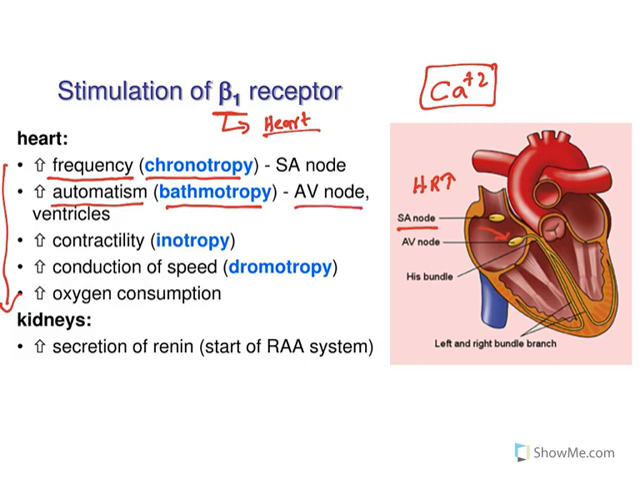After that, beta 1 receptor stimulation also causes an increase in contractility, known as the inotropic effect. The next one, the stimulation increases conduction speed, which is known as dromotropy. And all these effects will increase oxygen consumption. Now finally, on the kidney, they increase the secretion of renin, which will start activation of the renin, angiotensin, aldosterone system. So this is the overall effect of stimulation of beta 1 receptors.